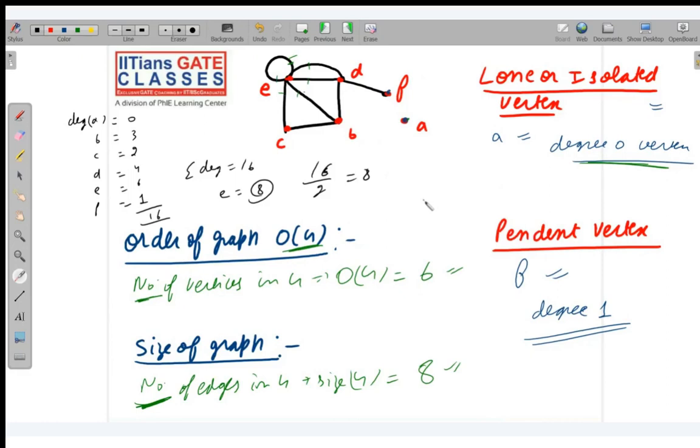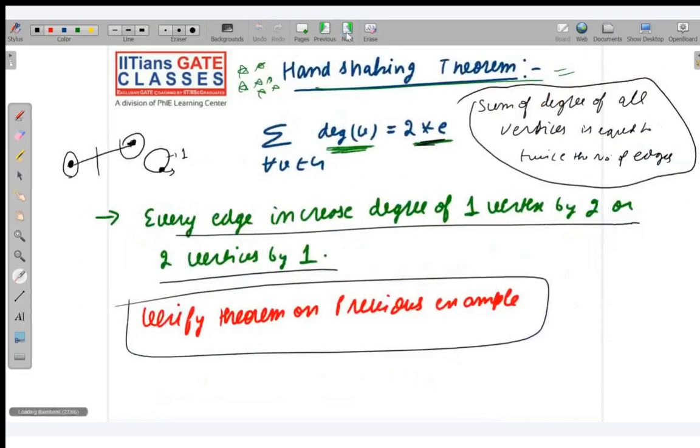Okay, so the order of the graph was 8 and the sum of the degrees is 16. So it's very simple. Now we have verified this theorem on the previous example. Let me jump to the next slide.